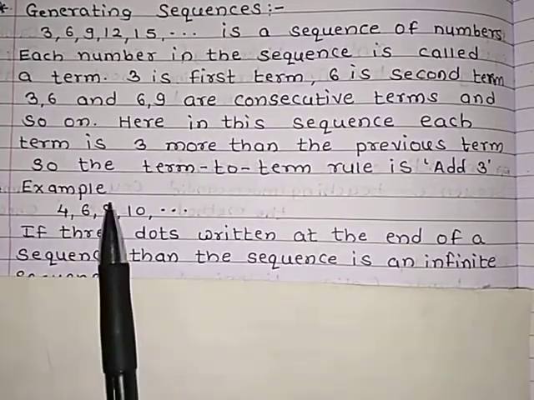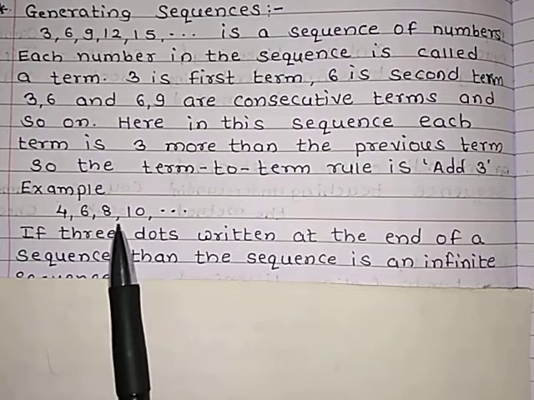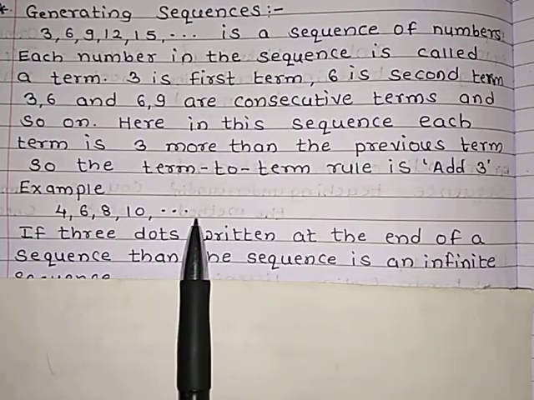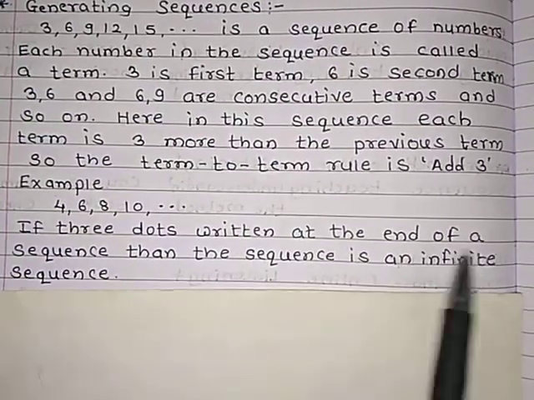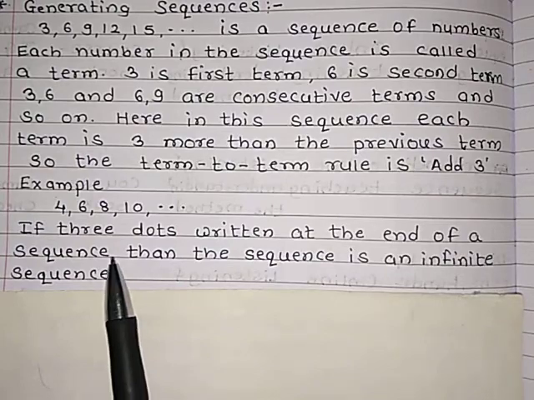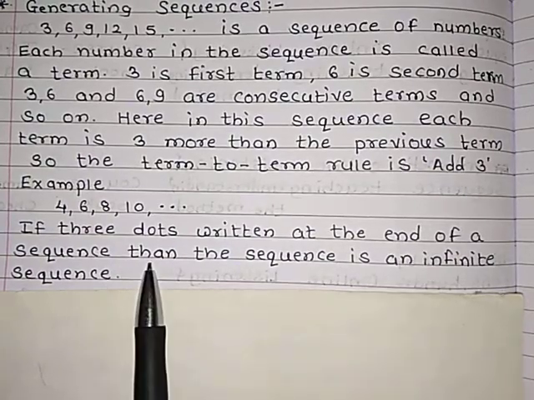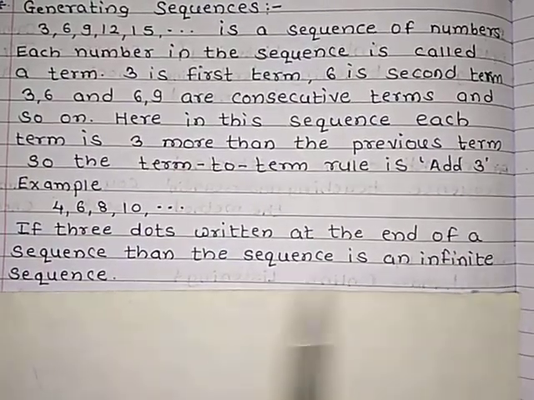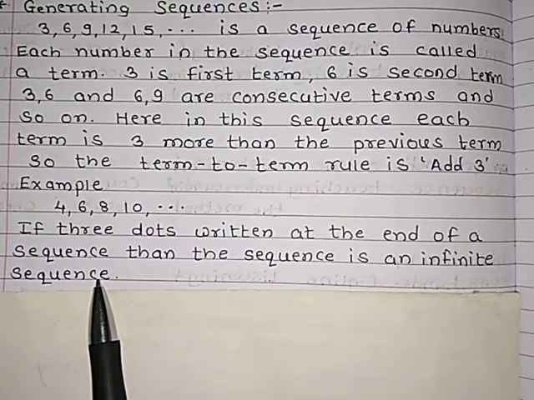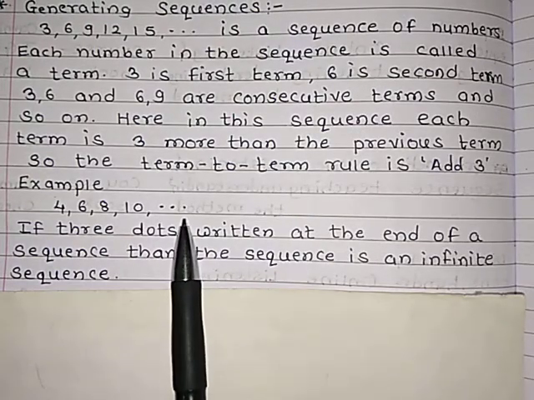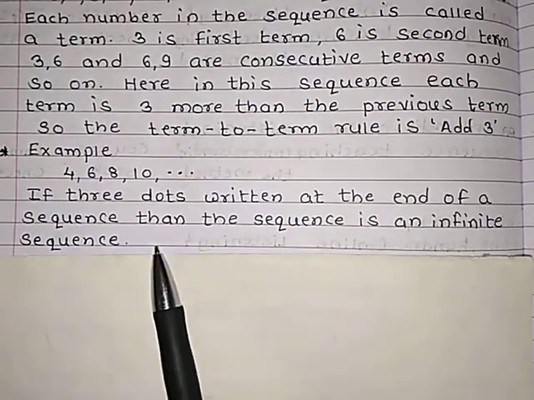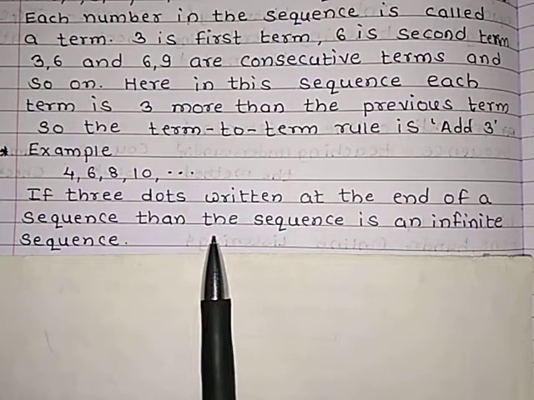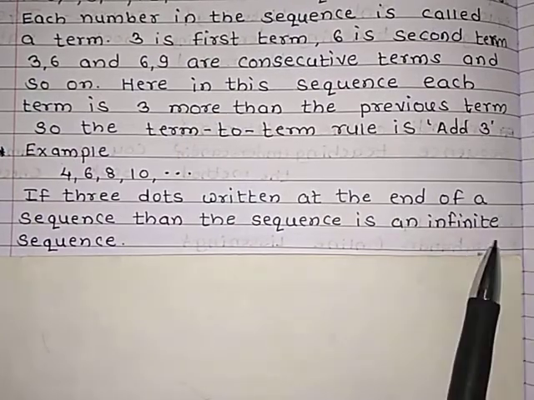See here an example: 4, 6, 8, 12 dot dot dot. If 3 dots, or more than 3, are written at the end of a sequence, then the sequence is an infinite sequence. This means the sequence continues. Such types of sequences are called infinite sequences.